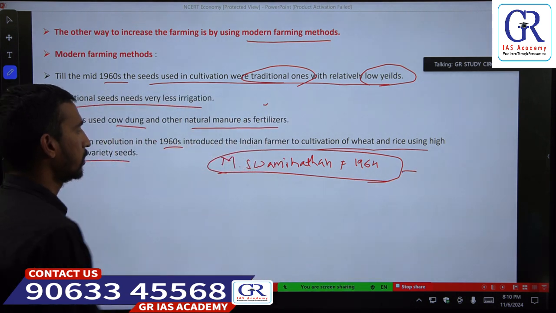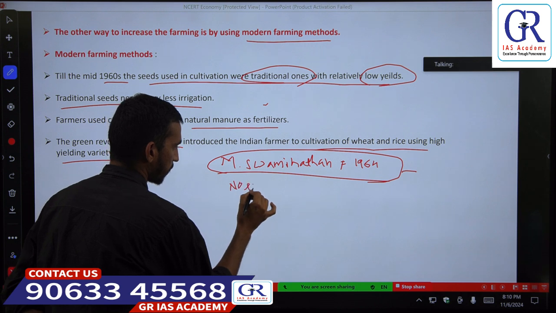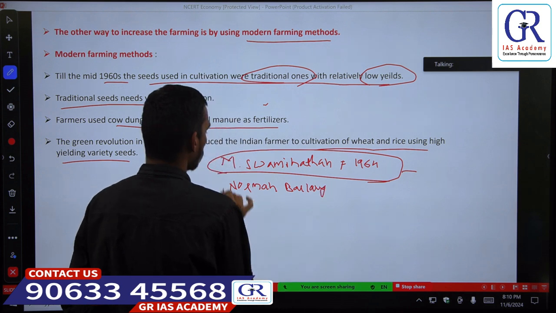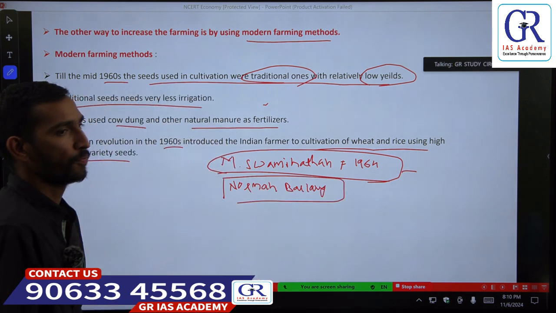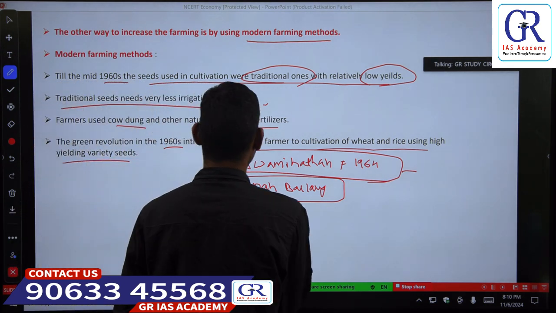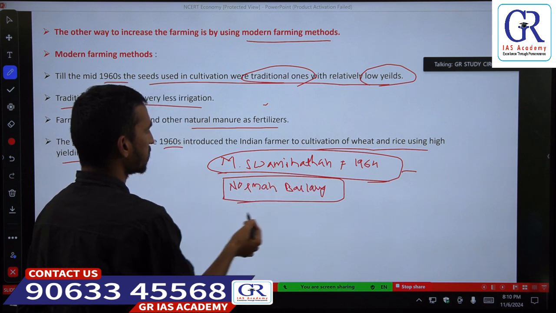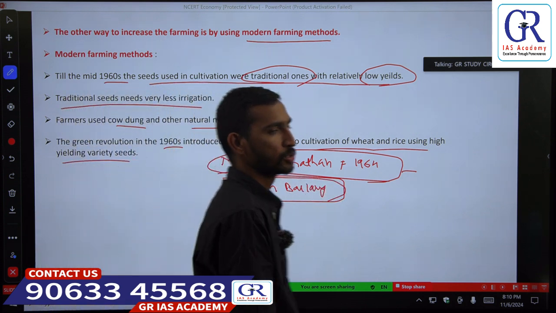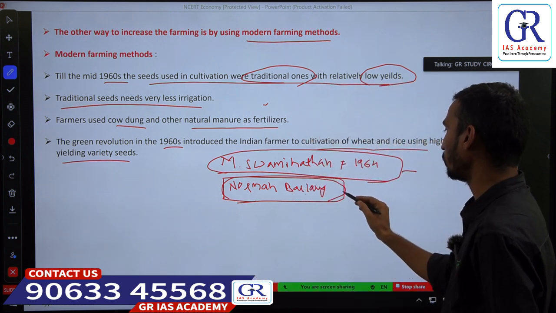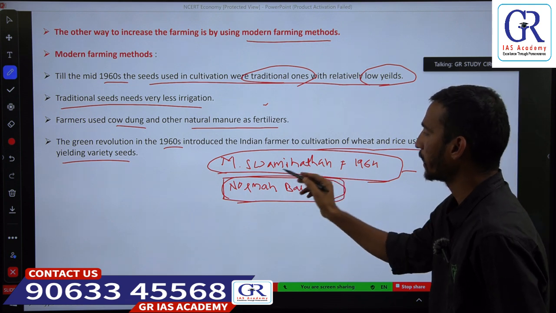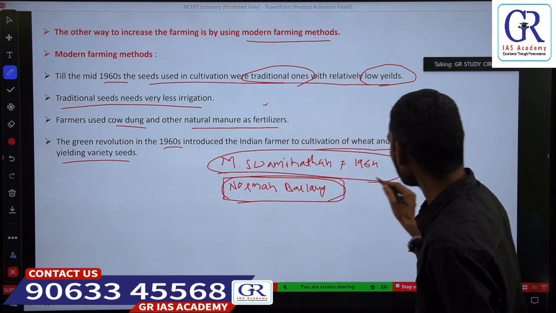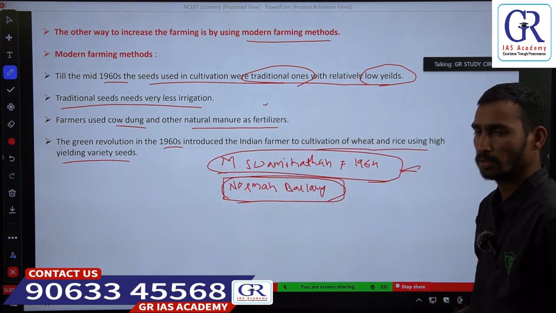In the entire world, Norman Borlaug is the father of the green revolution. MS Swaminathan was an assistant of Norman Borlaug. Whatever high yield variety of seeds were introduced by Norman Borlaug were taken by Swaminathan, and he introduced them in our agriculture sector. That's how he became the father of the green revolution in India.